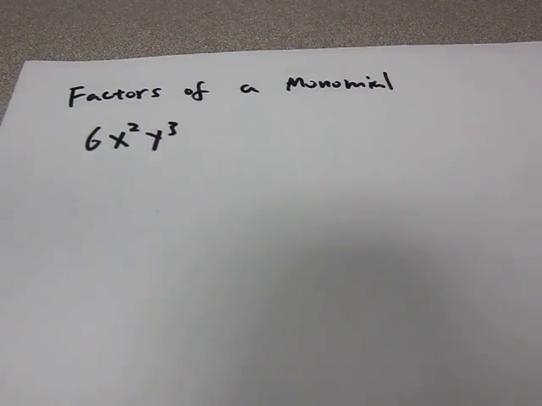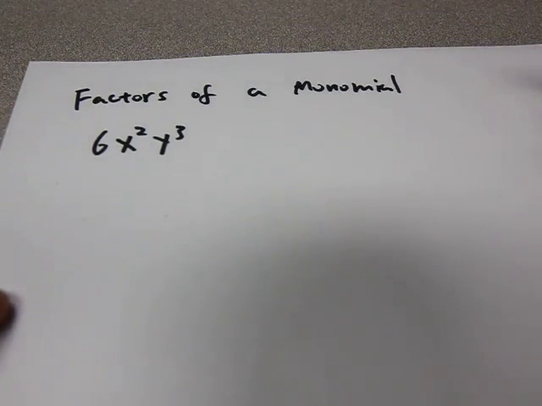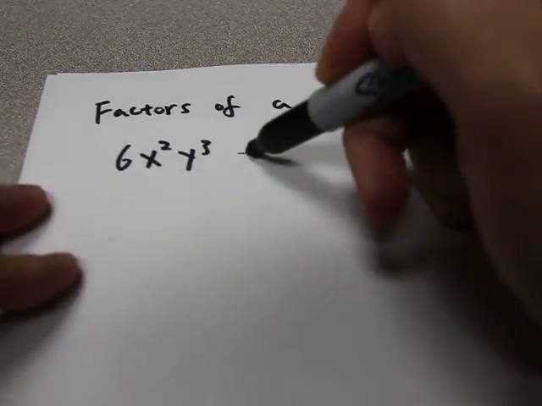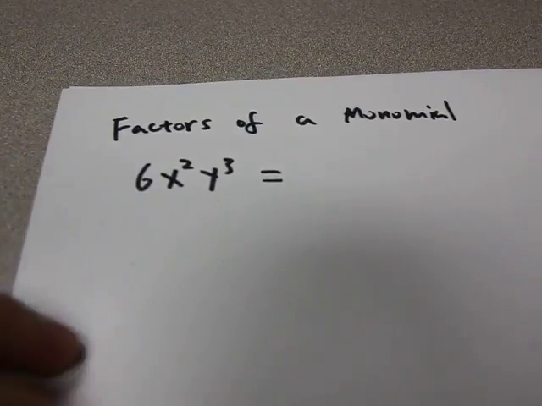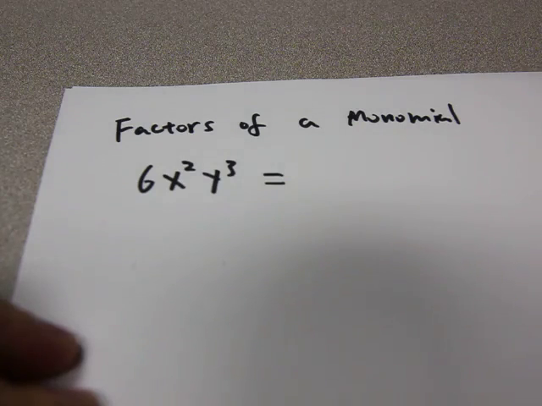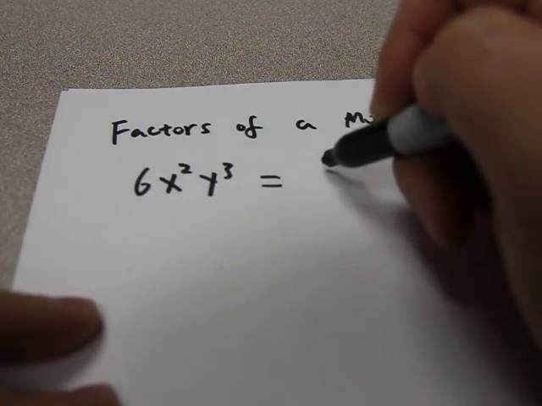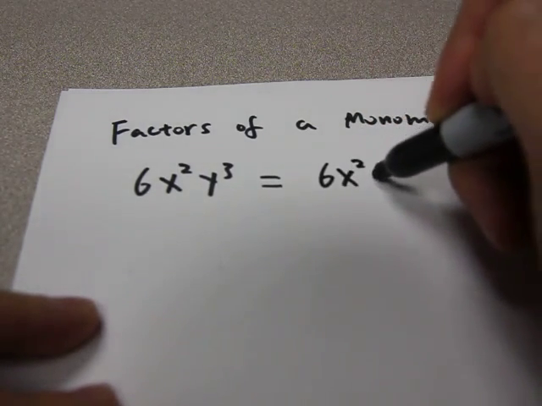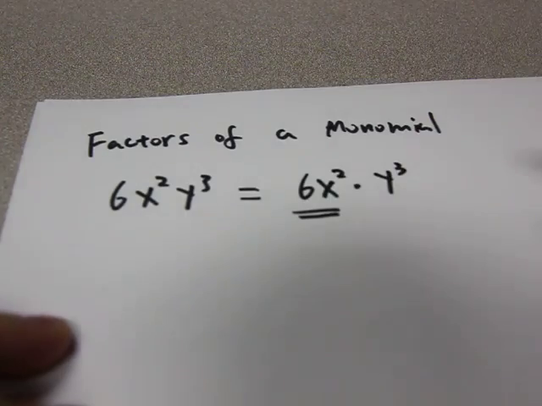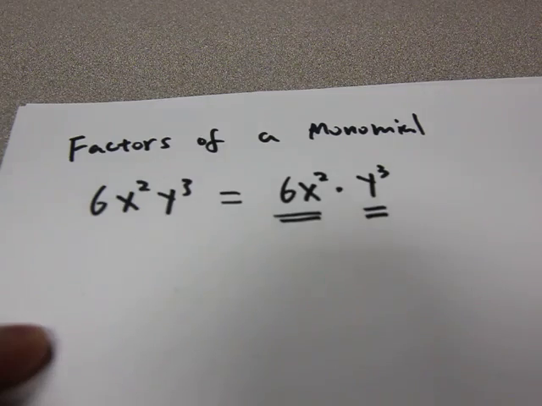So first, I'm gonna show you how to find the factors of monomials. So that means I want to write this monomial into a product of other monomials. So I can write it as 6x squared times y to the third. So 6x squared is a factor, and y to the third is also a factor.